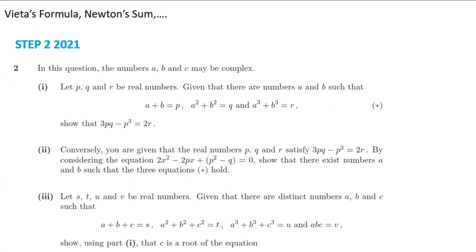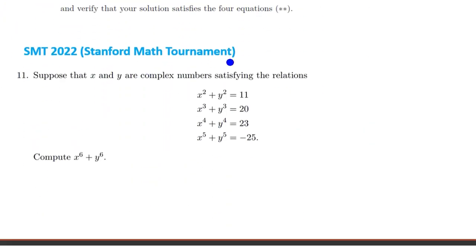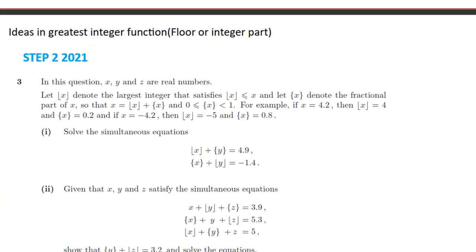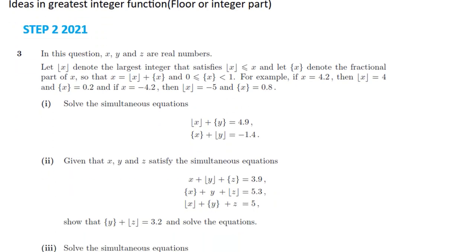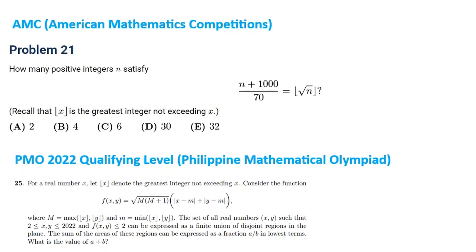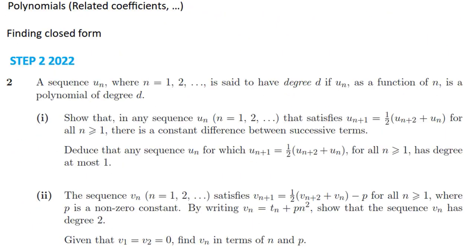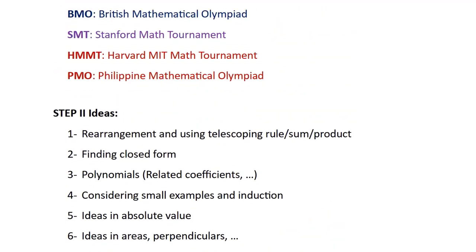And we test formula, Newton sum, problem from STEP 2 2021 and problem from Stanford Math Tournament 2022 and the Harvard MIT Math Tournament. And next one, ideas in greatest integer function or floor or integer part. STEP 2 2021 problem and AMC problem, PMO2 problem, PMO qualifying level problem, and again AIME problem. Okay, so from each idea we want to solve related problems from different prestigious exams.